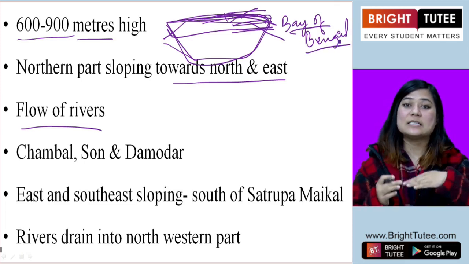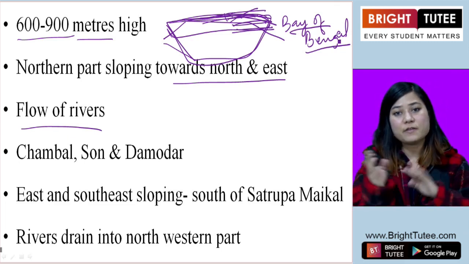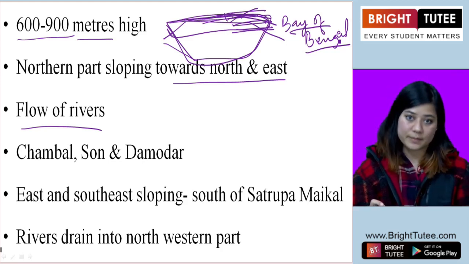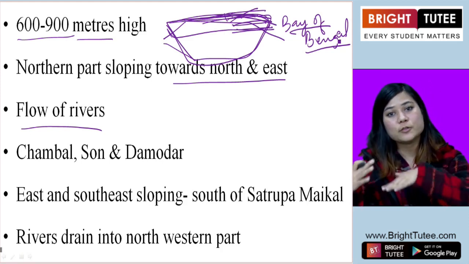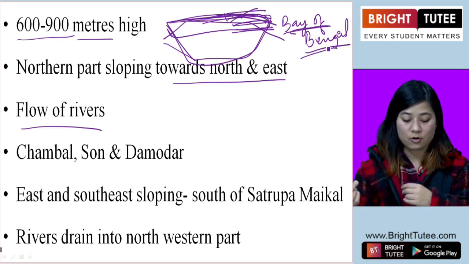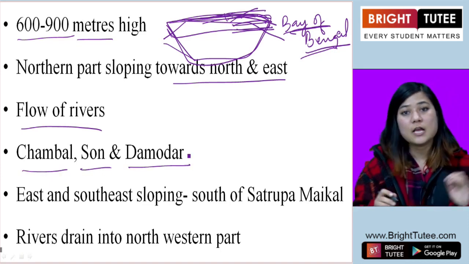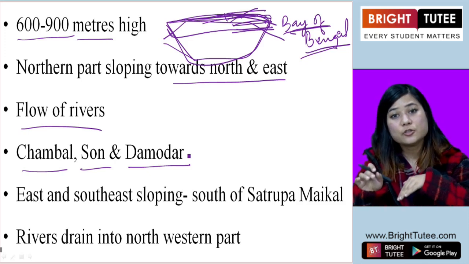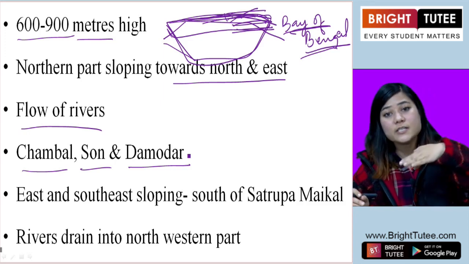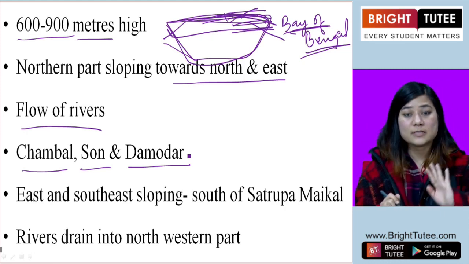If the land is sloped towards the western side, then the rivers which flow through this region will automatically drain into the Arabian Sea. And when it is sloped towards the east, then the rivers flowing will drain into the Bay of Bengal. So the rivers Chambal, Son and Damodar drain towards the north and east of the Peninsula Plateau according to the slope of the region. So that was the northern part sloping.